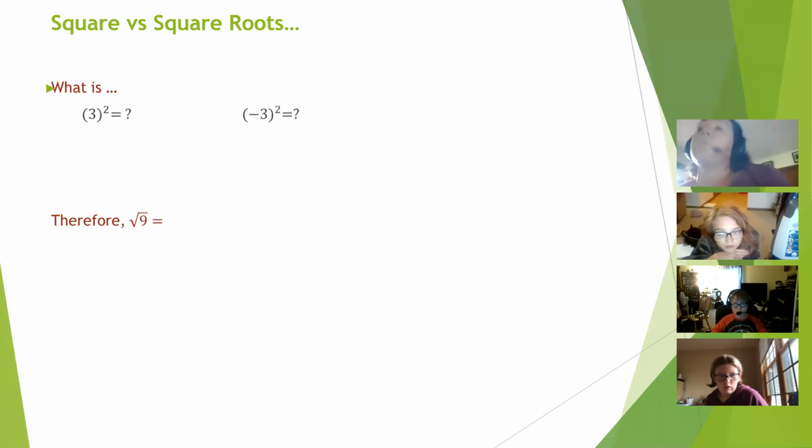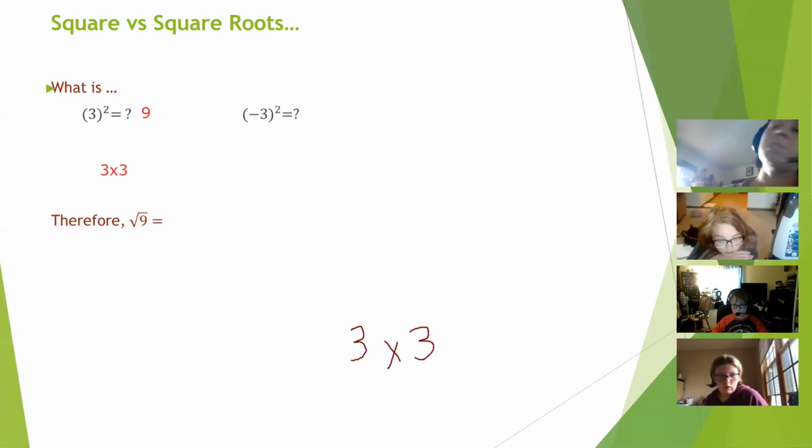Okay, so we're going to talk about squares and square roots. What would you guys say 3 squared is? What does it mean? Yeah, it's 9, right? 3 squared, what does that mean you're doing? What are you doing to figure that out? 3 times 3. Perfect. 3 times 3 is 9. 3 squared is 9. What about -3 squared? Also 9. Yup. -3 times -3 is also a positive 9.